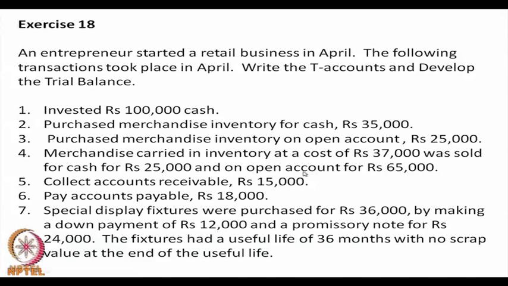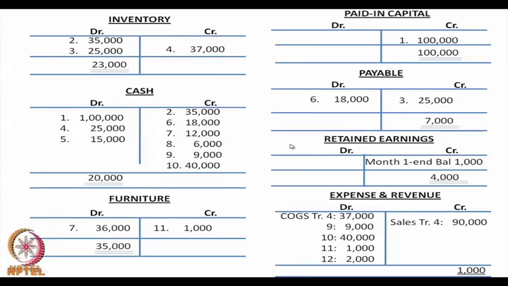Remember that there is a mismatch. You will see this mismatch when I come to the accounts. Look at this. Inventory position reduces by 37,000 on account of transaction 4. This is sold. For how much? For a total of 90,000.